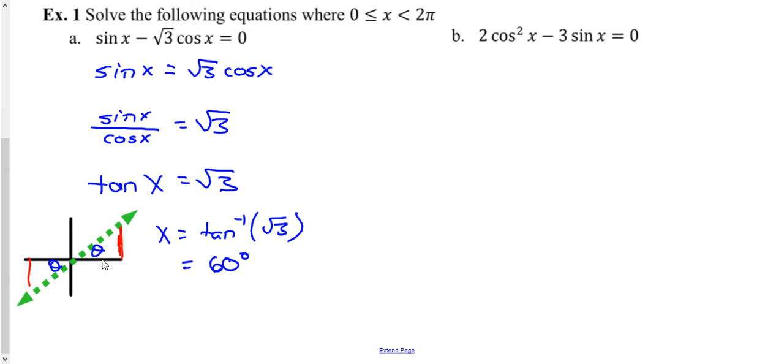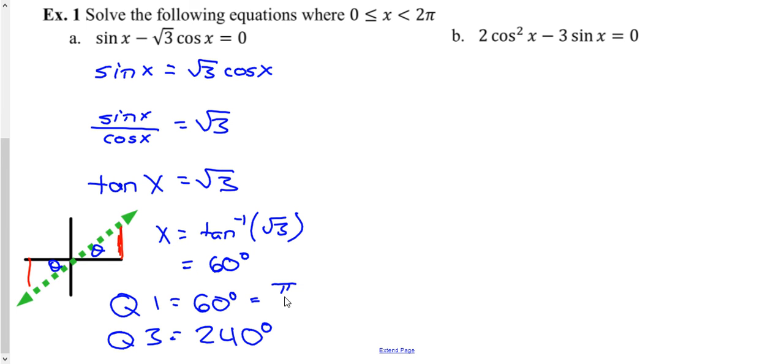So right away, I know in quadrant 1, we're equal to 60 degrees, and then in quadrant 3, we're going to be 180 plus 60, so we are at 240. And again, they wanted the answer in radians, so let's switch both of these over to radians. So 60 is the same thing as pi over 3, and 240 is the same thing as 4 pi over 3. And there we have it. This first one is completed.